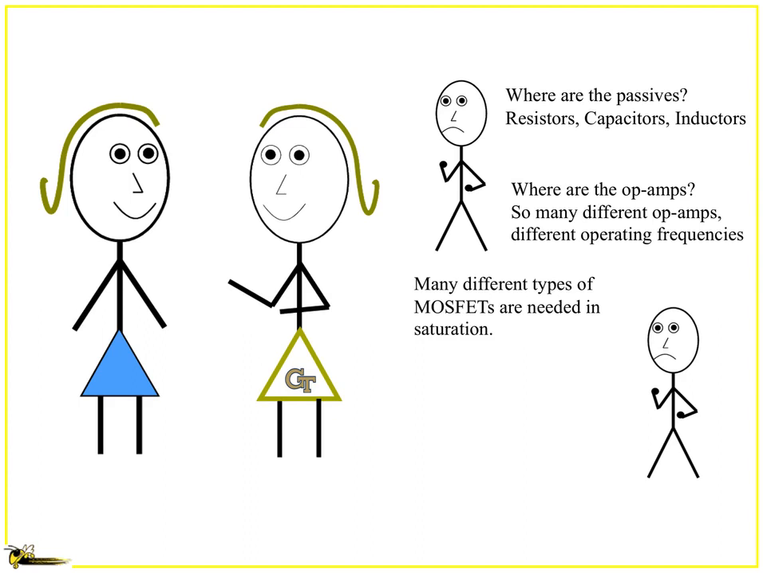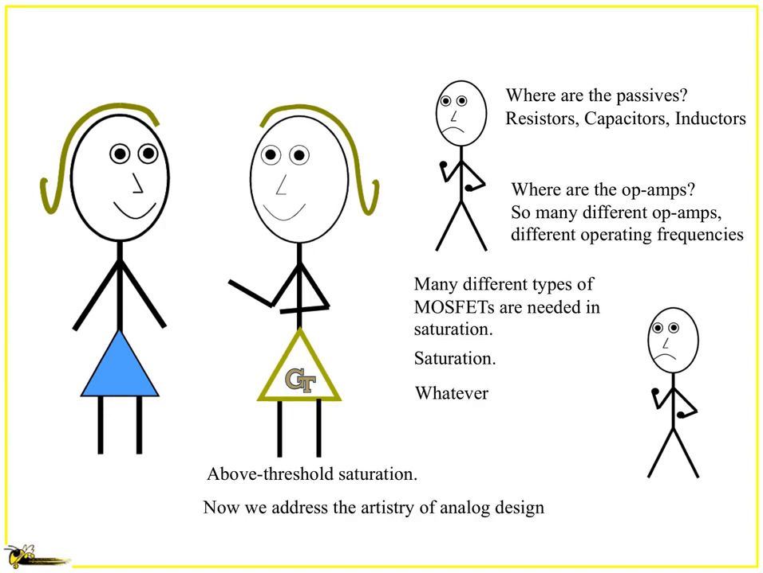You need different ones because you need all of them in saturation. Is that subthreshold or above threshold? Saturation. Above threshold saturation then. Whatever. Okay, now we get to address the artistry of analog design as we start seeing what happens as we talk about this.